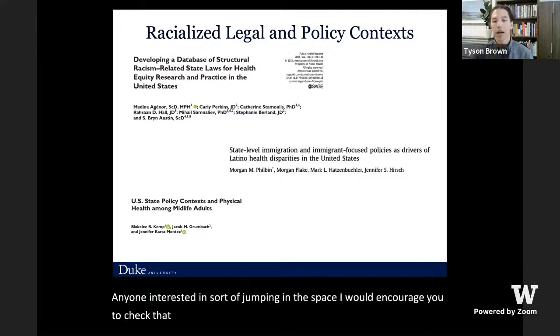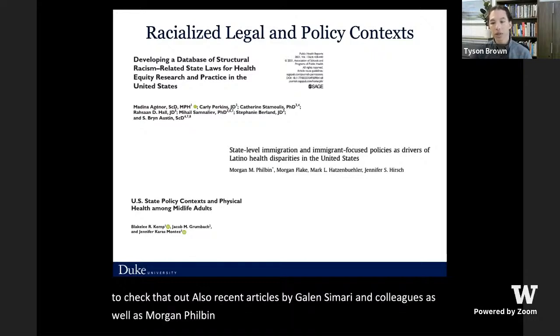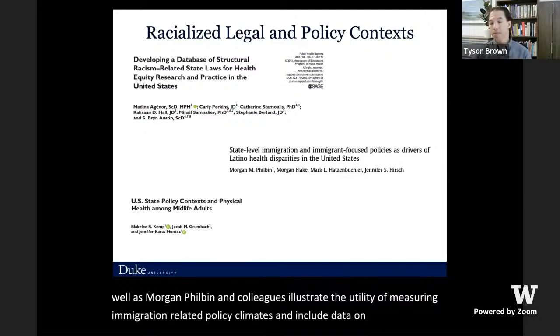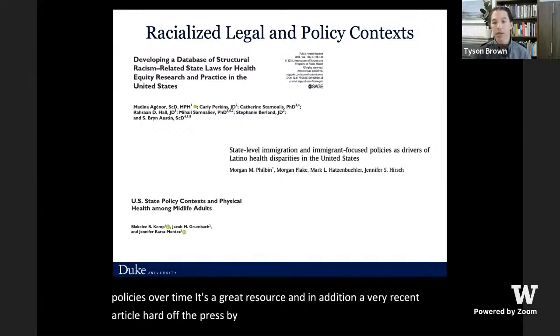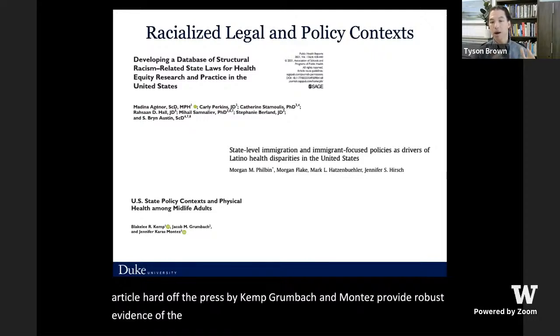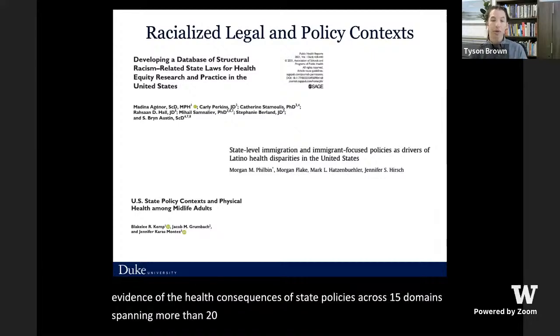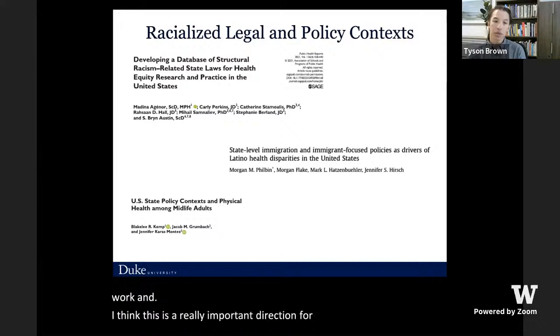Also, recent articles by Galeen Samari and colleagues, as well as Morgan Philbin and colleagues, illustrate the utility of measuring immigration-related policy climates and include data on hundreds of policies over time. It's a great resource. And in addition, a very recent article, hot off the press, by Kemp, Grumbach, and Montez provides robust evidence of the health consequences of state policies across 15 domains spanning more than 20 years. This is really impressive work, and I think this is a really important direction for future research to move in.